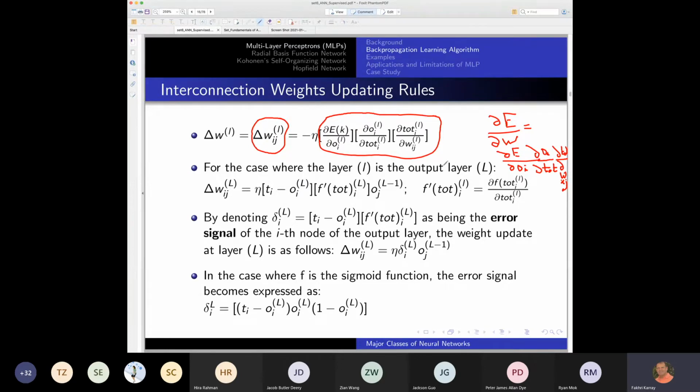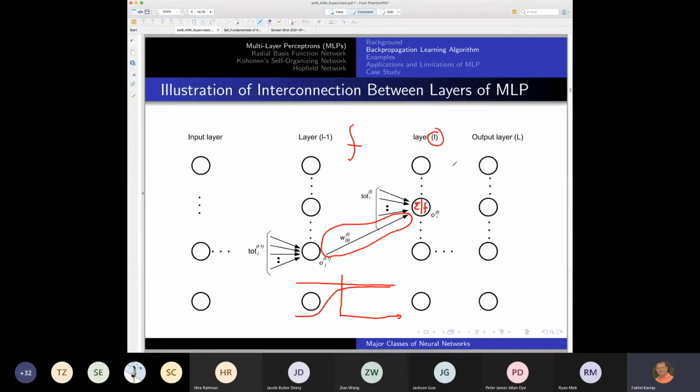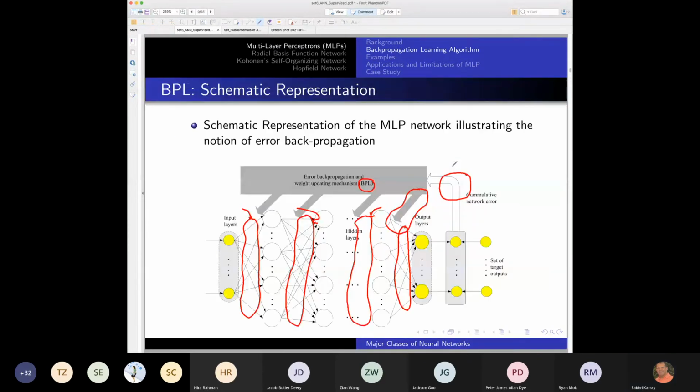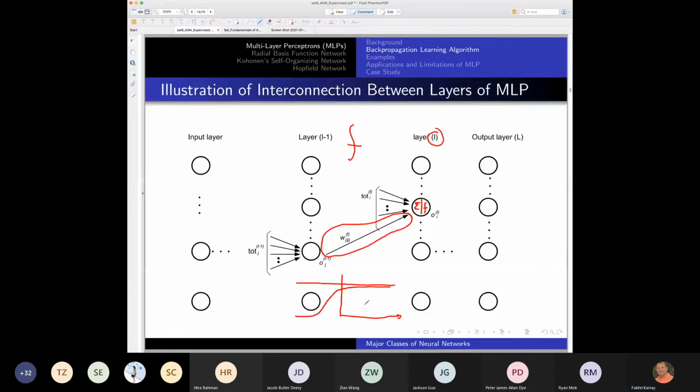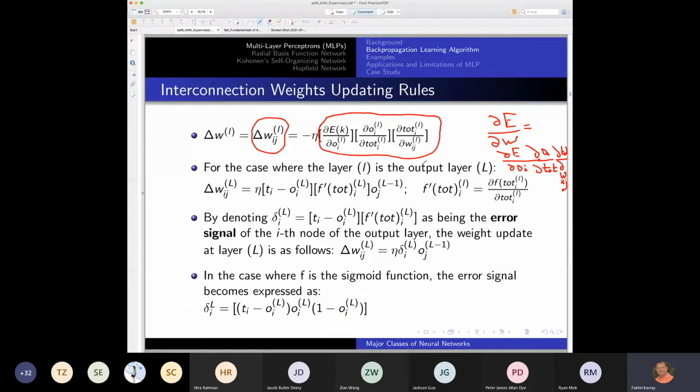So for the case where the layer is the output layer, as I mentioned here, we start with the outermost layer. So we start with this layer, which we denote layer L. Remember the back propagation, so we start from L, and then we go to L minus 1, and then L minus 2, until we reach the first layer. So that's why, we'll go back to the equation. We start with the outermost layer. So for the outermost layer, all the data is provided to us. So we know Ti, that's the target output. We know the actual output of the system at the layer big L, that's the output of the system.